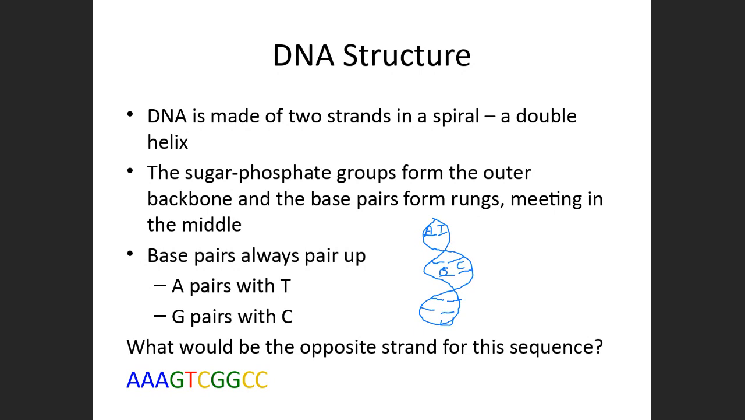Okay, so you've paused, you're back. So let's figure out these pairs. A is paired with T, so it's going to be TTT. G is paired with C. T is paired with A. C is paired with G. G is paired with C. And C is paired with G. So I can give you any strand of DNA and you can tell me what the other strand looks like.